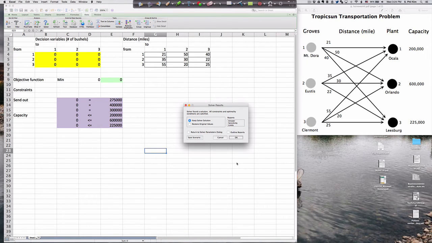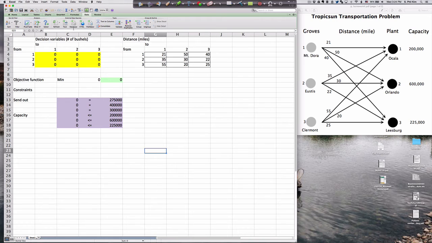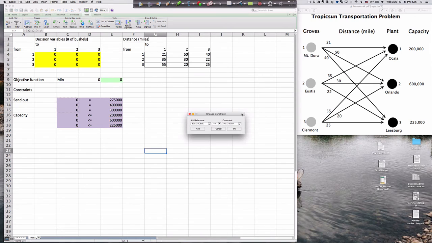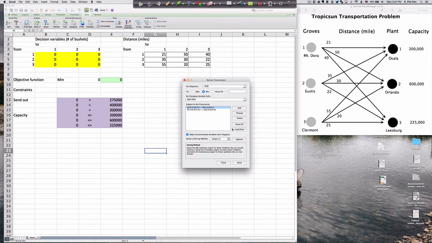Something is wrong. Oh, that's why. If you look at this constraint, it should be equal, but I typed in the wrong one. I will change it. This one should be equal. I thought I changed it, but anyway. So now this is equal, and the last three are less than or equal.